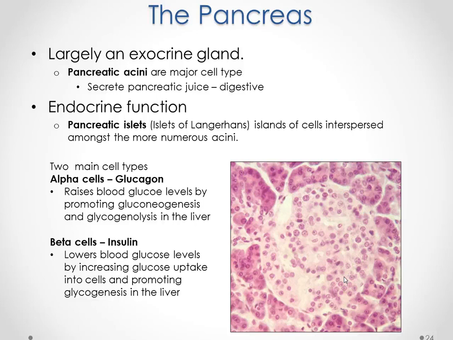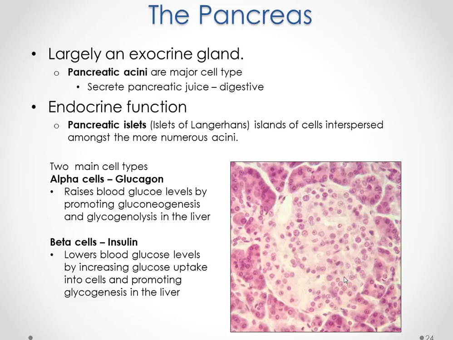The first one is going to be alpha cells, and alpha cells are going to produce a hormone called glucagon. Glucagon is going to increase blood glucose levels by stimulating the breakdown of glycogen into glucose in the liver. So in the liver you have a substance called glycogen, which is your stored energy, and that glucagon is going to go to that glycogen and break it down so you could use that glucose for energy.